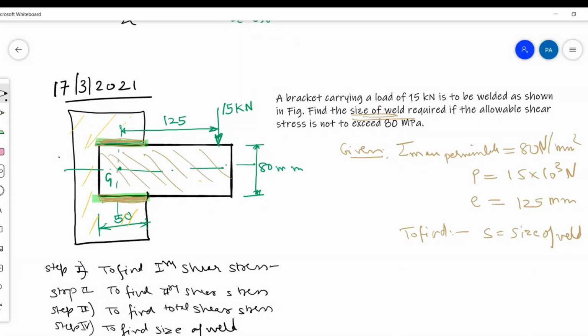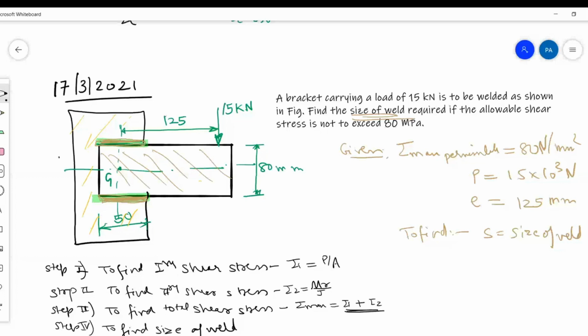Now how do you find this? Tau 1 is equal to P by A. Tau 2 is equal to MR by J. We'll elaborate this. Then to find the total shear stress, tau max is equal to tau 1 plus tau 2. Understand that I am writing tau 1 plus tau 2, but it is not exactly tau 1 plus tau 2. I have already explained yesterday how to add. I am writing it just for the sake of understanding.